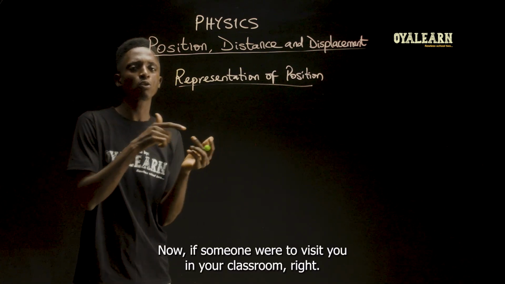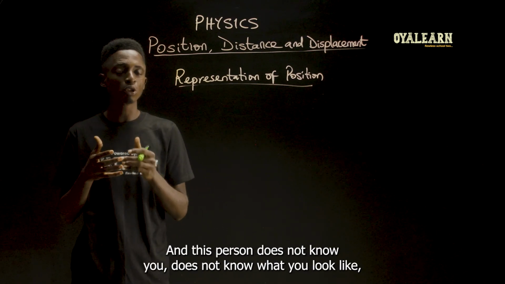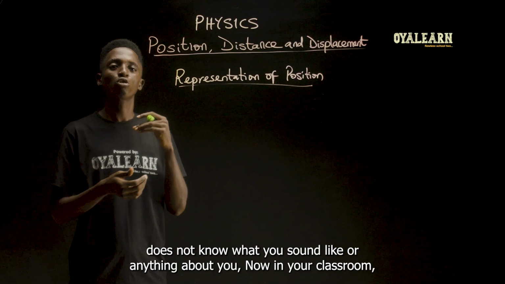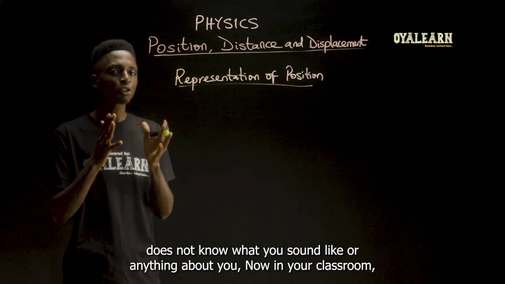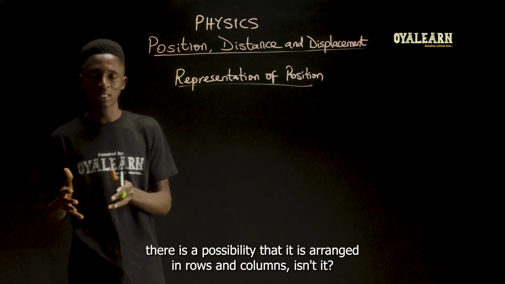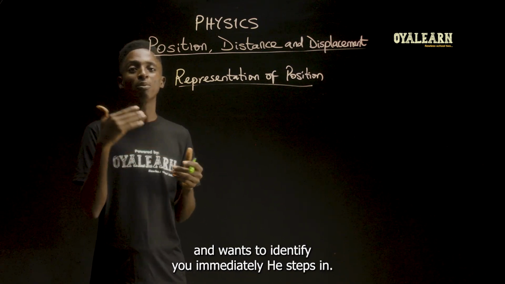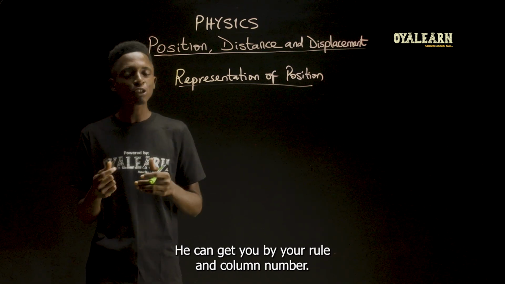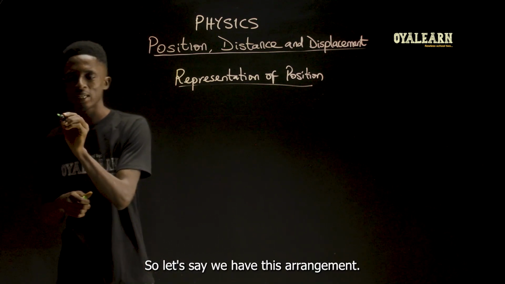Now, if someone were to visit you in your classroom, and this person does not know you, does not know what you look like, does not know what you sound like, or anything about you. Now, in your classroom, there's a possibility that it is arranged in rows and columns, isn't it? So if the person is coming to your classroom and wants to identify you, they can get you by your row and column number. So let's say we have this arrangement.